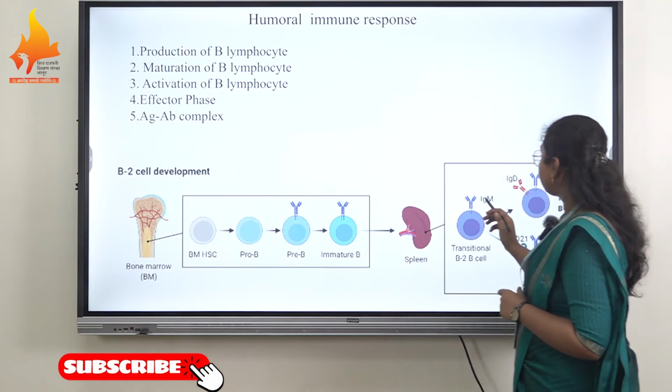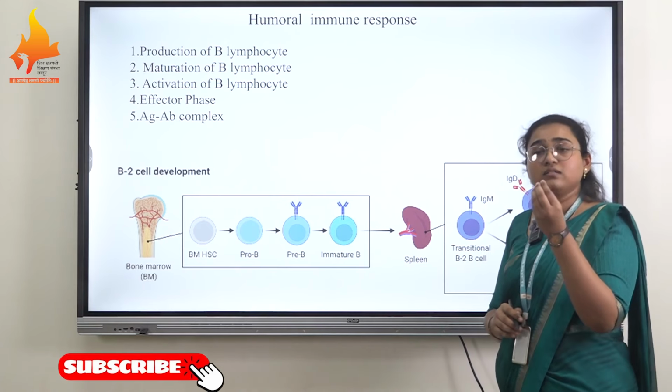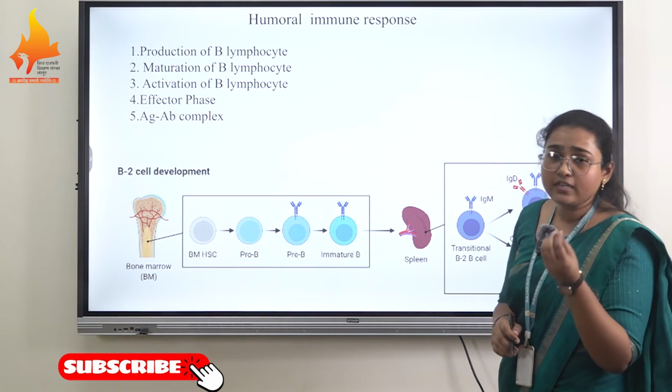So production and maturation take place in the bone marrow. Then these mature B cells migrate to the peripheral or secondary lymphoid organs, either the spleen or a lymph node. For activation, they need the pathogen particle or the T cell. We can learn it next. So this is all about activation.